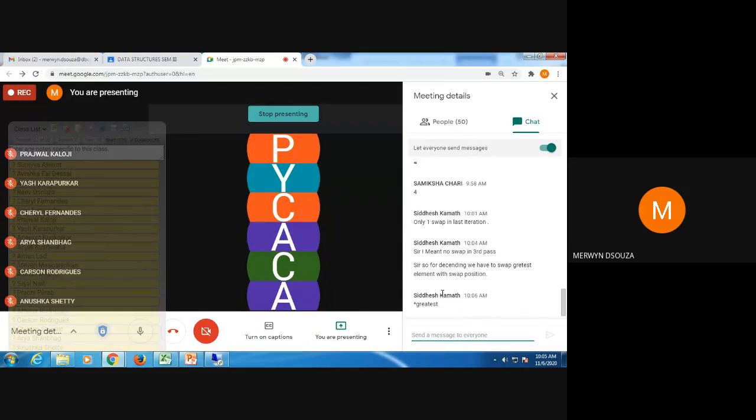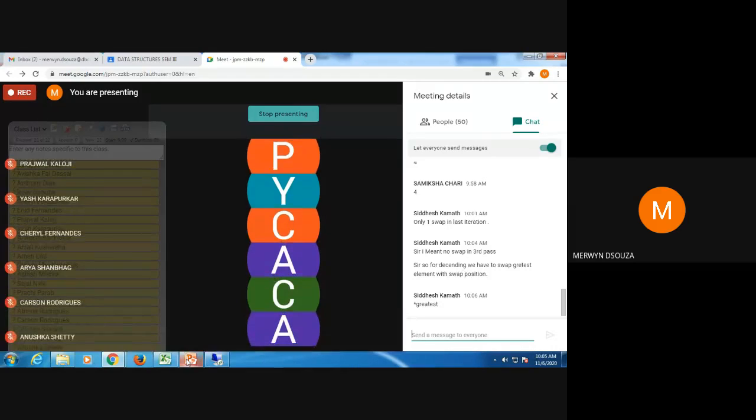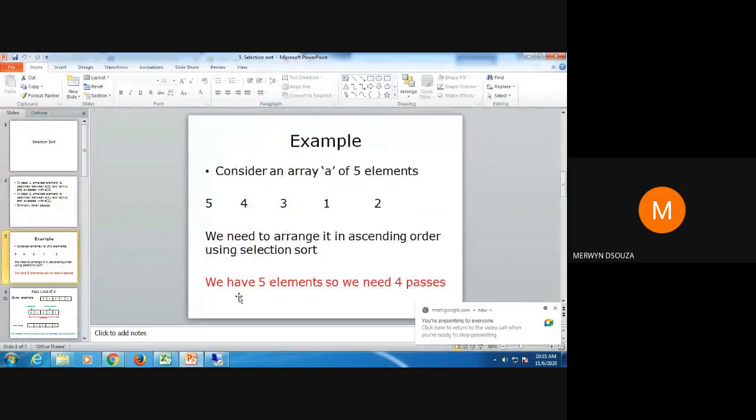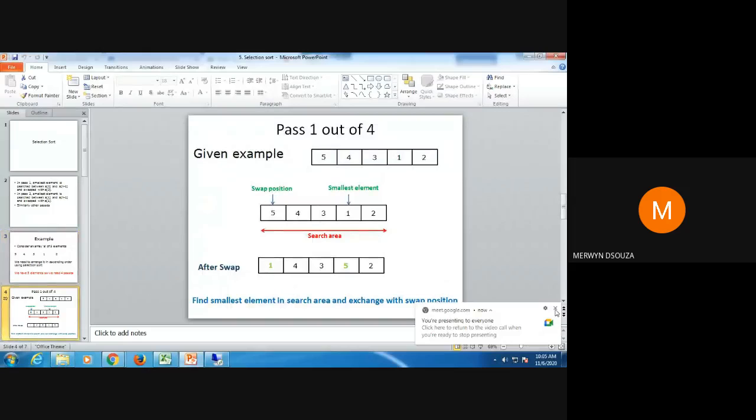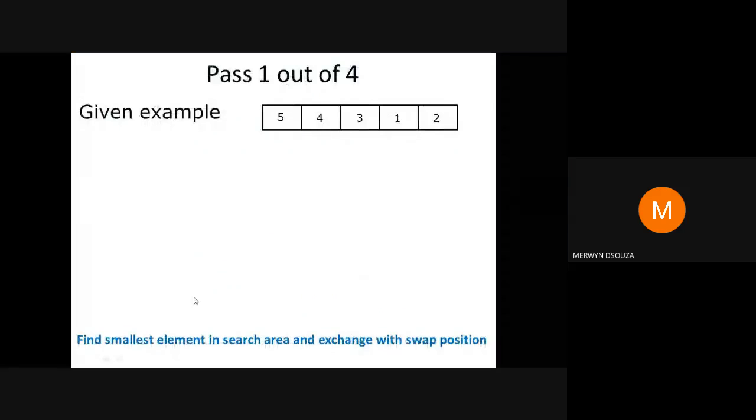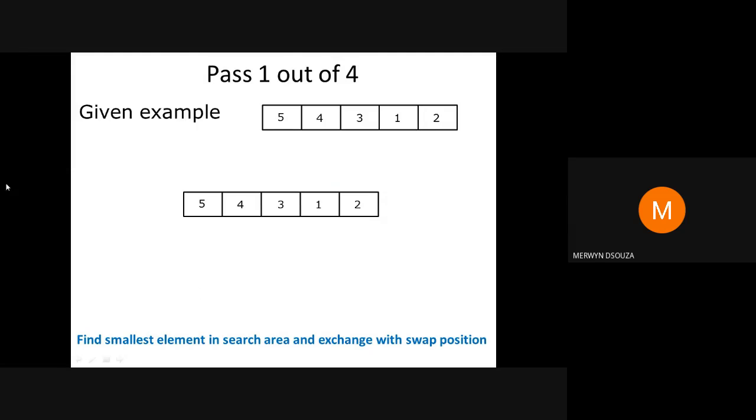Yeah, correct. So for descending, we have to swap the greatest element. Now we were doing ascending, so we have to swap the smallest element. So for descending, you have to do the opposite. What you have mentioned is correct. I've shown you an example of ascending. If we were doing descending on this initial first pass, I would find the largest element, and I would find the swap position.